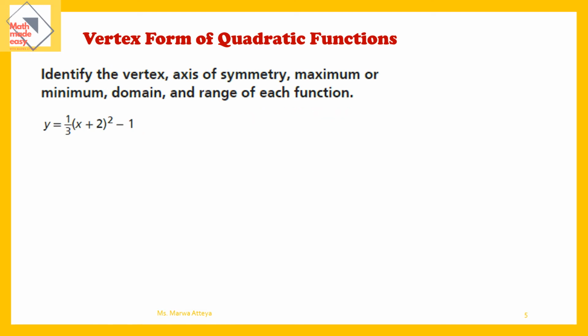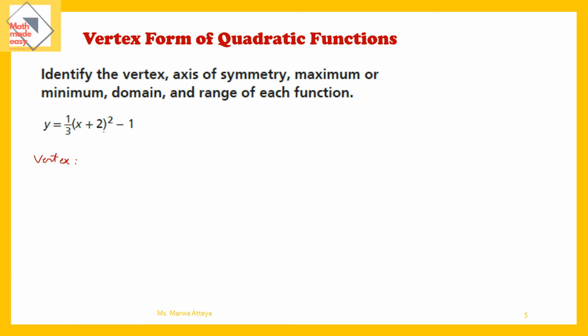Example. Now, this example here is quite different. This is the example that will help us find the key features of any function. It says here, identify the vertex, axis of symmetry, maximum or minimum, domain and range of the function. So I have a function here. First thing I need to find is the vertex.